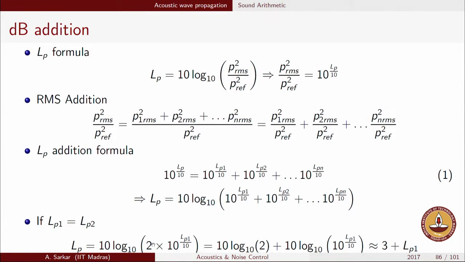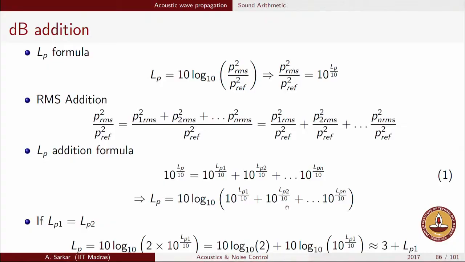And using the fact that the logarithm of a product is the sum of the logarithms, we take this as 10 times log of 2 base 10 plus 10 times log base 10 of 10 to the power LP1 by 10. That second term is log of 10 to the power LP by 10, which is LP by 10, and you have a multiplicative factor of 10 here. So, this part is LP1, and log of 2 is roughly 0.3 or something like that. So, 0.3 multiplied by 10 is going to be roughly 3. There are some additional decibel points here, which is why this is an approximation.